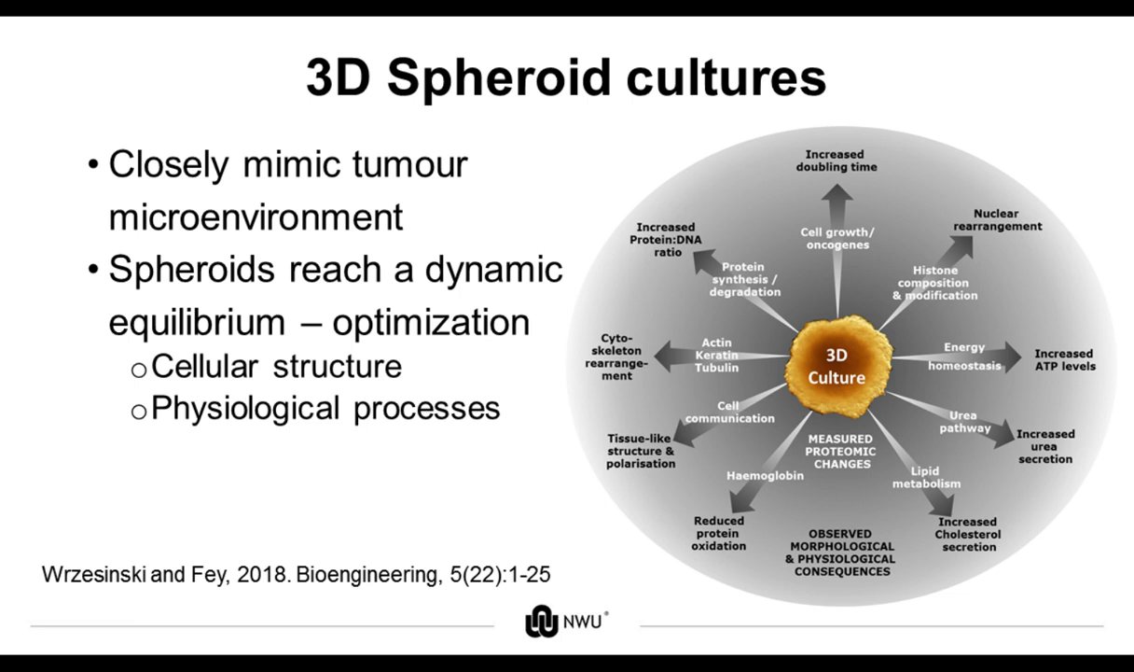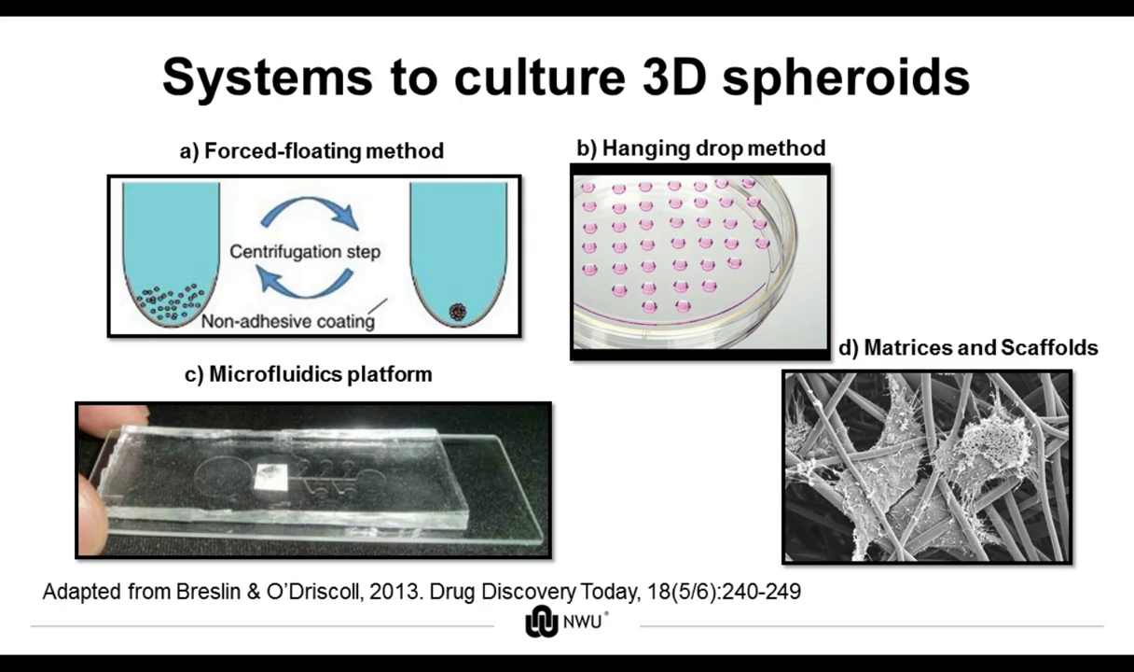Using the 3D spheroid-based model, the cells are no longer in an unrestrained exponential growth phase where proliferation is the main focus, but the 3D spheroids are allowed to reach a state of dynamic equilibrium where the optimization of physiological processes, cellular structures and organization, and other in vivo-like functionalities occur. Therefore, 3D spheroid cultures may be the missing link to overcome the in vitro to in vivo data inconsistencies prevalent in cancer research.